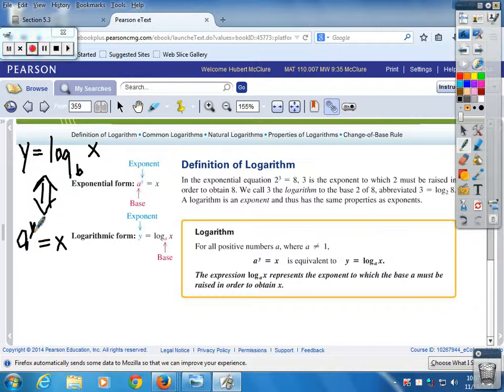Now, I'm not going to sit here and try to explain to you why we use logarithms. b to the y is equal to x. I'm sorry. And this is usually written as b, but they wrote it as a, so this needs to be a. Sorry, let me fix that.